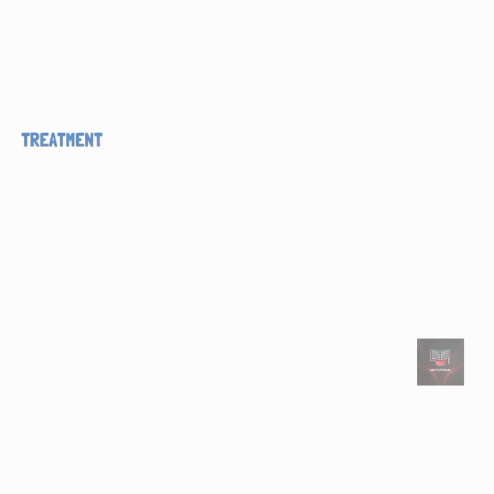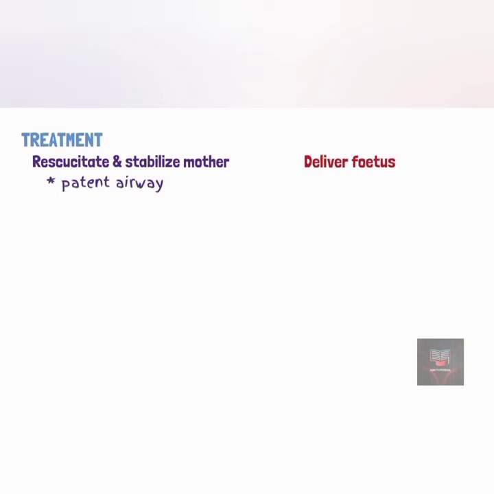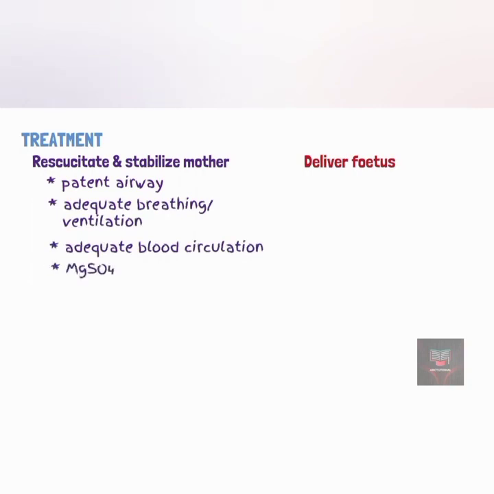In the treatment of eclampsia, the pregnant woman is resuscitated and stabilized, and the fetus is delivered as quickly as possible. In resuscitation and stabilization of the mother, the airway patency is maintained, adequate breathing and ventilation is ensured, adequate blood circulation is ensured, magnesium sulfate will be given to terminate and prevent any convulsion. Antihypertensives are also given to lower the blood pressure, while the fetus is delivered via vaginal delivery or cesarean section, depending on which route is faster and safer.